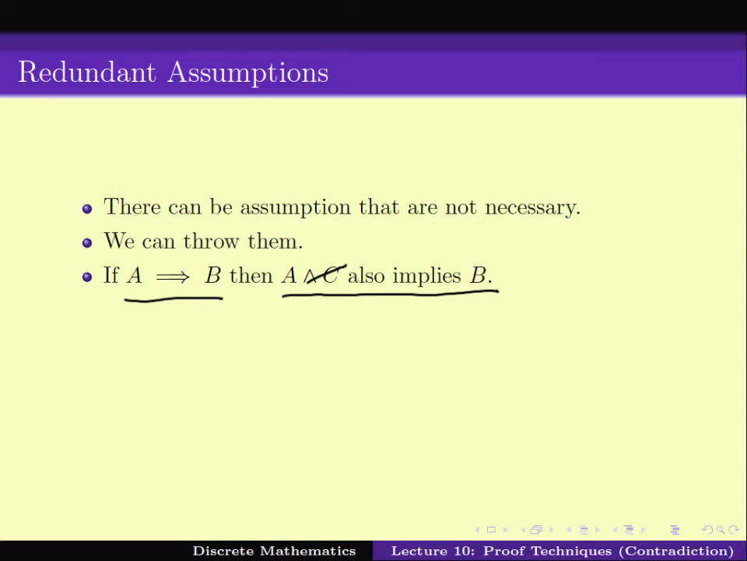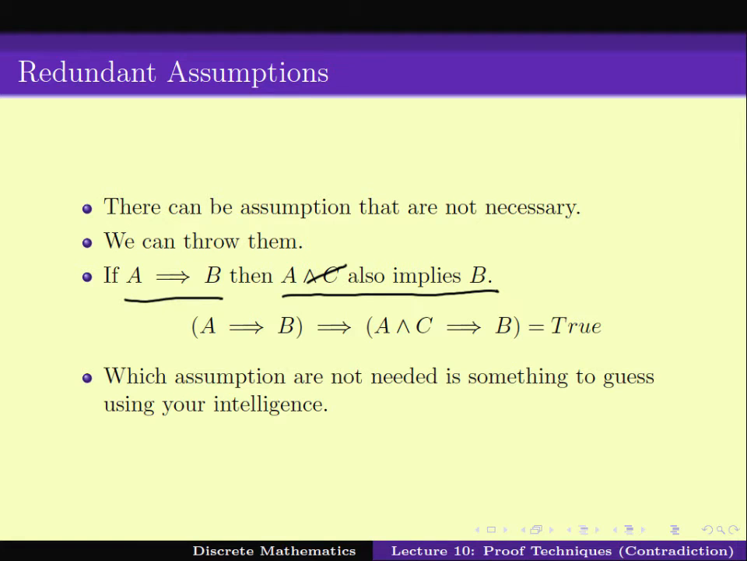Thus, given the set of assumptions, one has to find out what is the actual subset of assumptions that might be useful. The rest of them can be thrown away. So in other words, A implies B is good enough. A implies B implies A and C implies B. Again, which assumptions are needed and which assumptions can be thrown away depends on the problem, and you have to identify them using your intelligence.